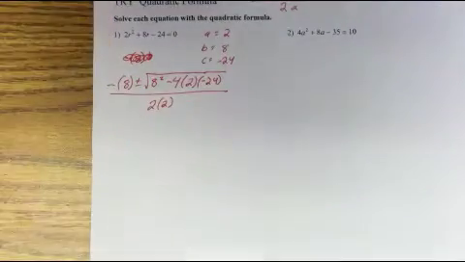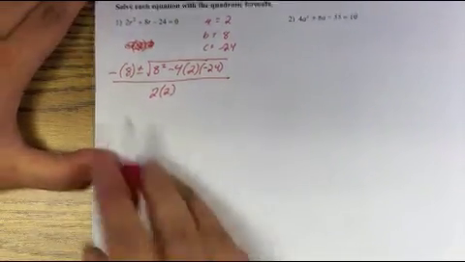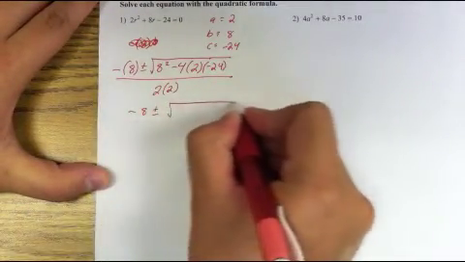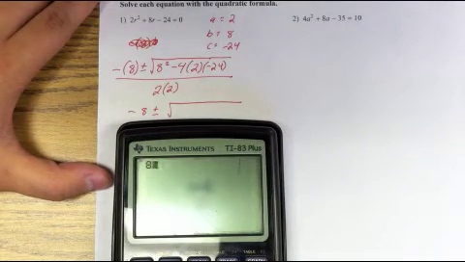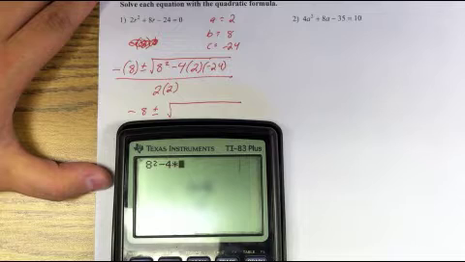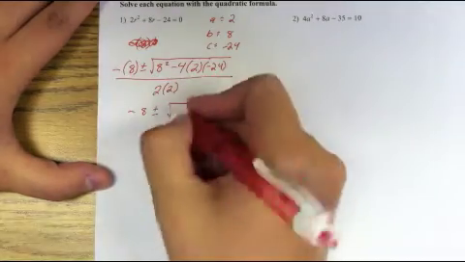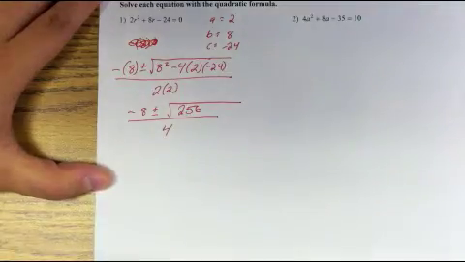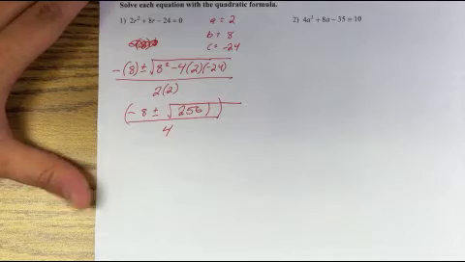Just substitute it in. I'm going to clean up my outside, inside, and my bottom. Outside is going to become negative 8 plus or minus. The inside, when I type it into my calculator, I'm going to do 8 squared minus 4 times 2 times negative 24. It's going to be 256, divided by 4. I like to write in exactly what I'm going to type into my calculator.